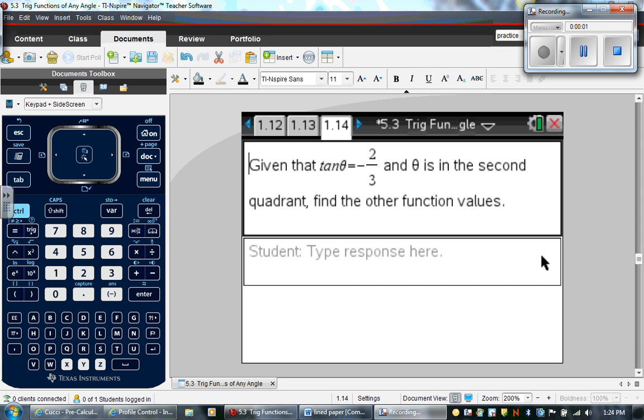This lesson is for Mrs. Cucci's College Now PreCalculus class. We left off on lesson 5.3 on page 1.14. So you want to go ahead and open up your calculator file to that page. We'll get started.